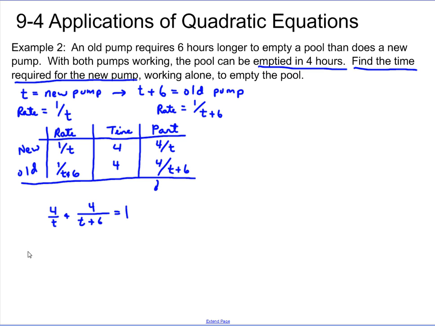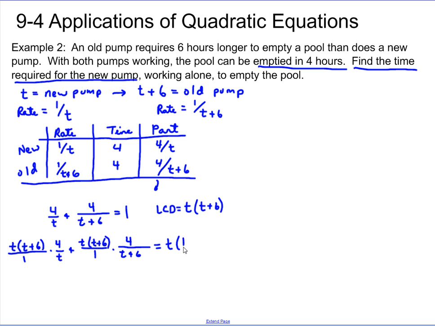In a rational equation like this, we have to multiply through by our LCD. The least common denominator in this case is the quantity t times t plus 6, and we're going to do that to clear the fractions. So I'm going to multiply both sides by t times t plus 6, and I'll write it as t times t plus 6 over 1 times each quantity, just to show what's going to cancel: t times t plus 6 over 1 times 4 over t, plus t times t plus 6 over 1 times 4 over t plus 6, set equal to 1 times t times t plus 6.